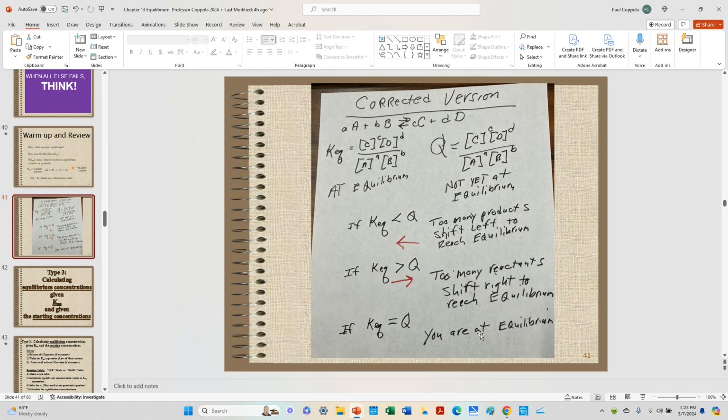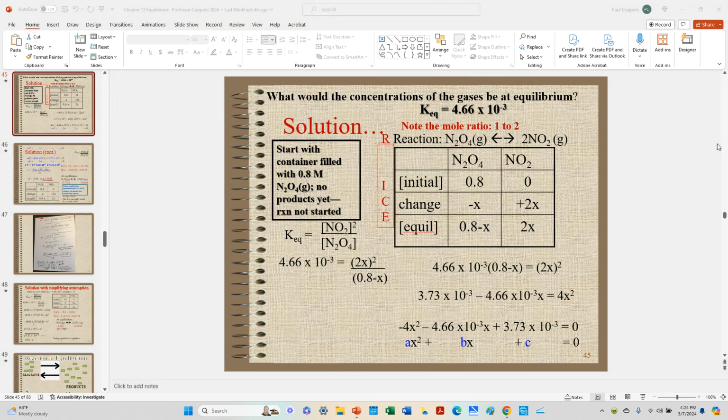Then we're going to go to the type 3 problem. Okay, in the type 3 problem, you're given the equilibrium constant, you're given the reaction, and you're given the starting concentrations, and you're supposed to determine what will be the concentrations once equilibrium is reached. And so you set up your ICE table or RICE table. So here's our reactant, here's our product. Let's say you were told that you're starting with 0.8, and before you start the reaction there's 0 there.